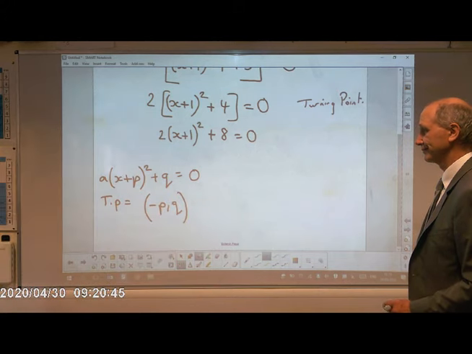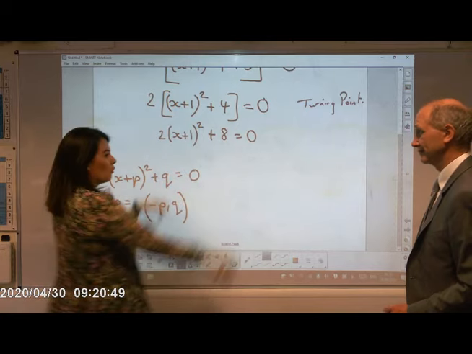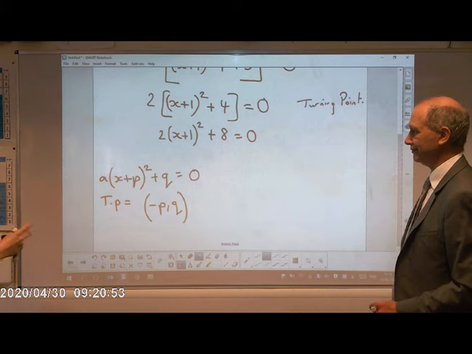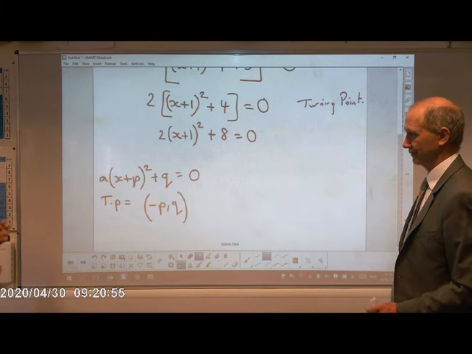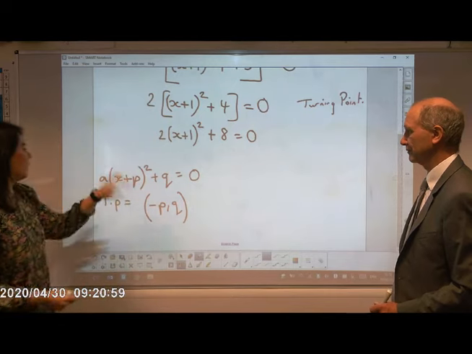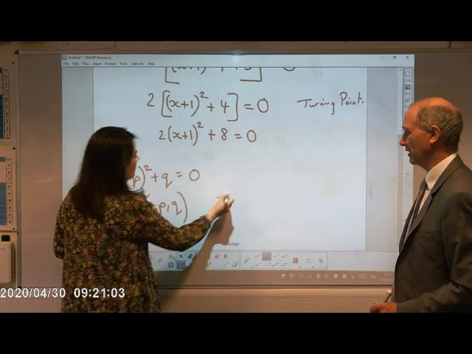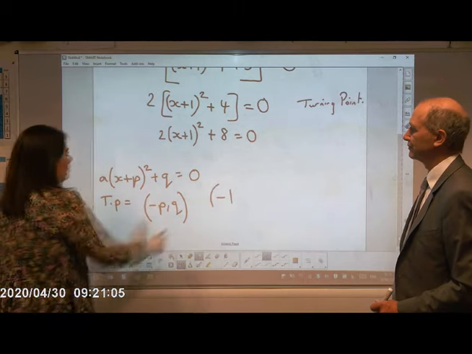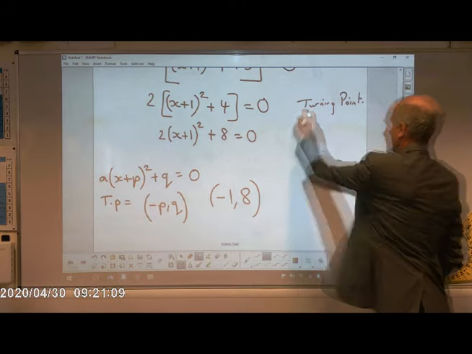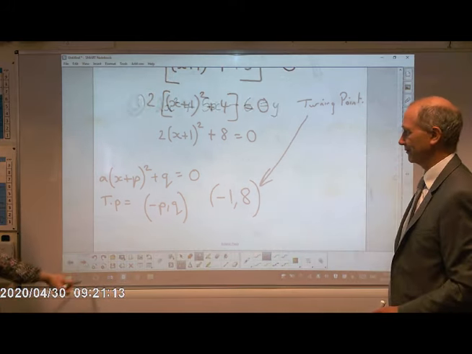Okay, so in this case, you can see that that is in the exact format as what I have there. I've got it into that form, and now I can identify the turning point. A is just my scalar there that I don't need to worry about. P is going to be the opposite sign, so it's going to be -1. And my q is just 8. So I've identified the turning point there. It's beautiful. Okay, moving on.